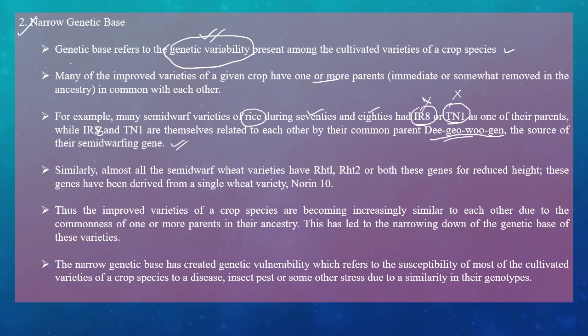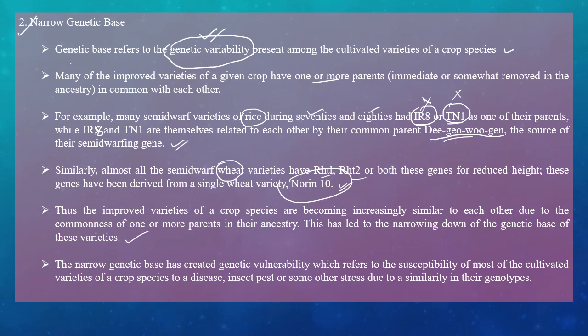Similarly, almost all semi-dwarf wheat varieties के लिए भी हम अगर देखें तो Rht1 gene, Rht2 gene, these all genes come from the Norin-10 variety and it was predominantly used in the breeding program. Okay, thus improved varieties of a crop species are becoming increasingly similar to each other due to the commonness of one or more parents in their ancestry, and this has led to the narrowing down of the genetic base of these crop varieties.